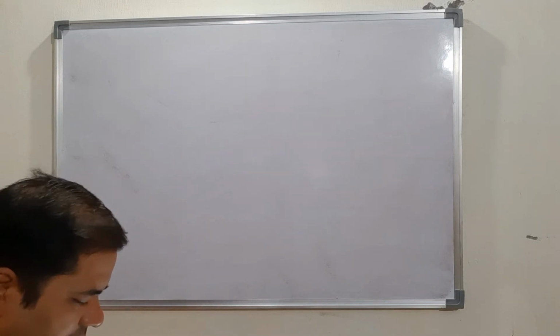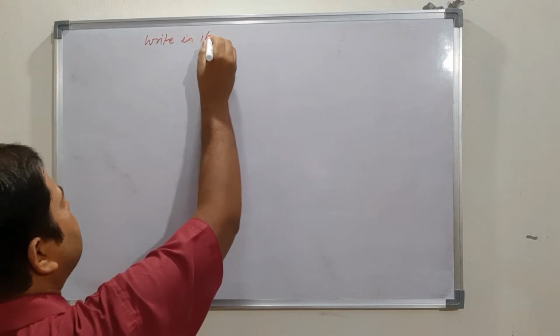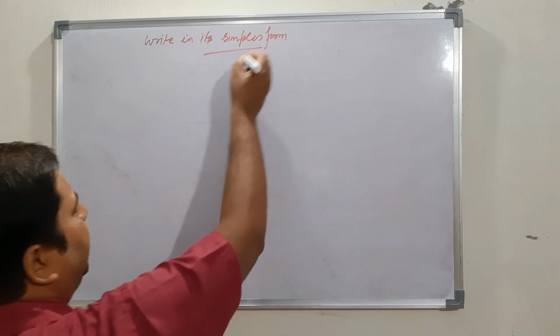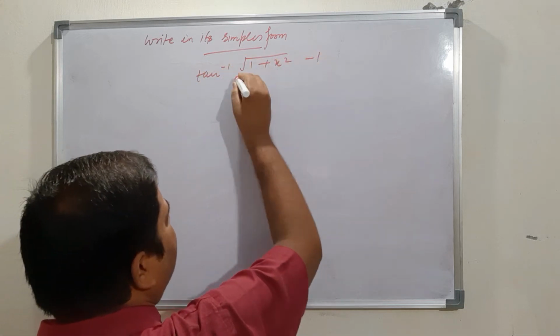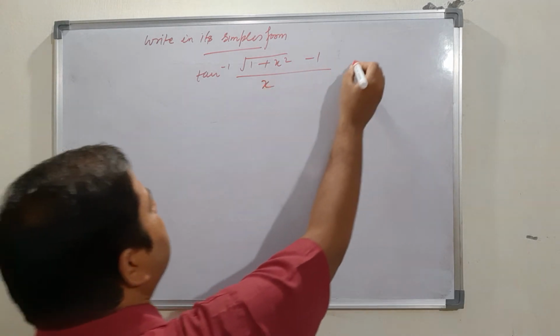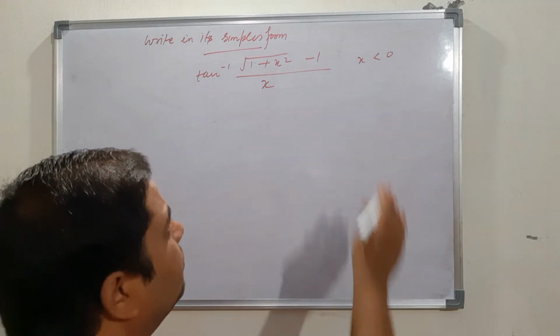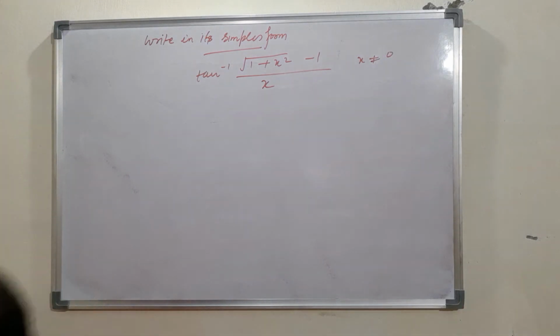Write the following function in its simplest form. The question is tan inverse of root of 1 plus x square minus 1 divided by x, for each x not equal to 0. So let us see this question.